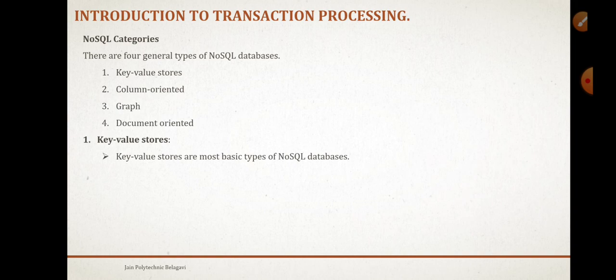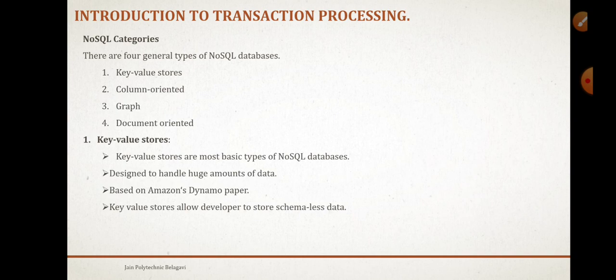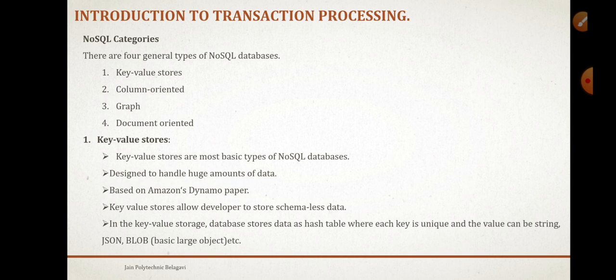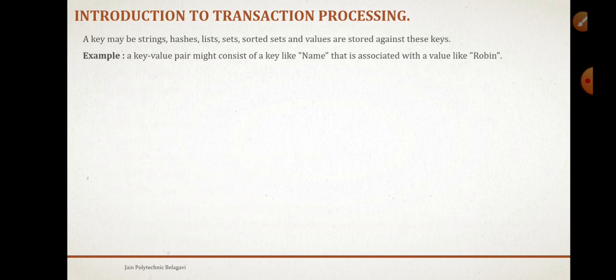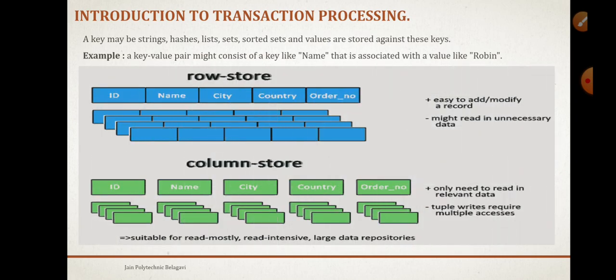Key value stores are the most basic types of NoSQL databases, designed to handle huge amounts of data. Based on the Amazon Dynamo paper, key value stores allow developers to store schema-less data. In key value storage, the database stores data as a hash table where each key is unique and the value can be a string, JSON, or blob. A key may be strings, hashes, lists, sets, sorted sets, and the values are stored against these keys.